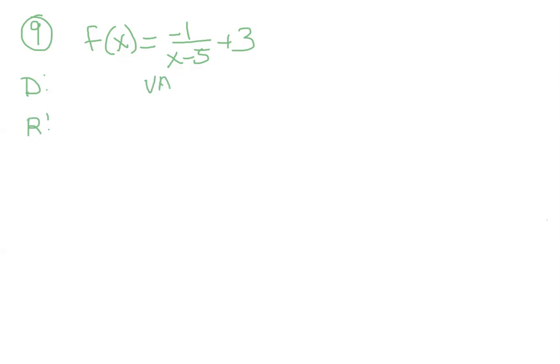Number 9, the last one. F of x equals negative 1 over x minus 5 plus 3. So this negative 1 on top is going to flip it. So you know it's going to be flipped on the other side. We got our domain, our range, our vertical asymptote, and our horizontal. Vertical, x equals 5. Domain, x doesn't equal 5. Horizontal, y equals 3. Range, y doesn't equal 3.